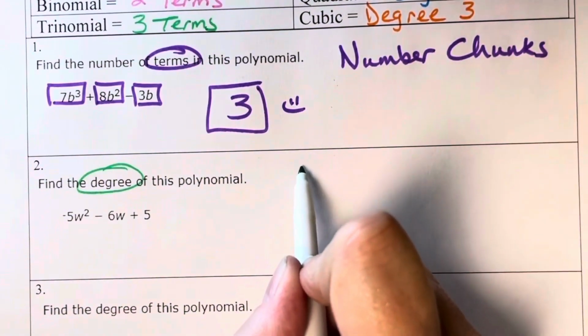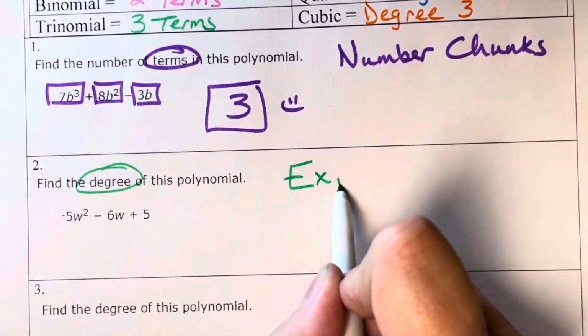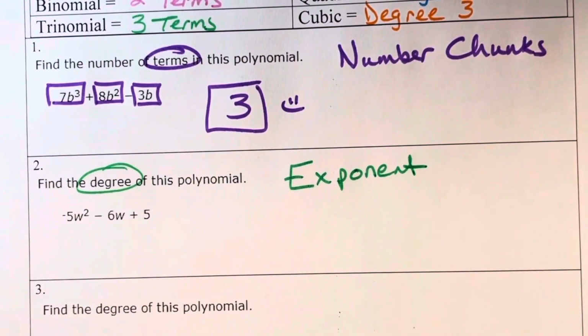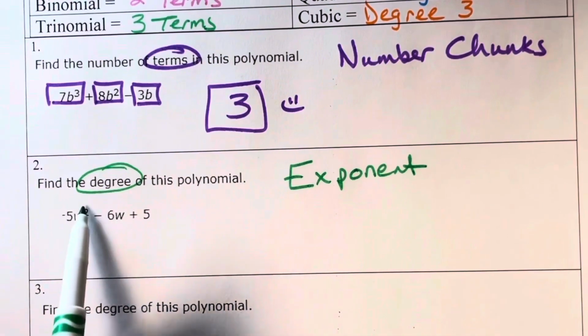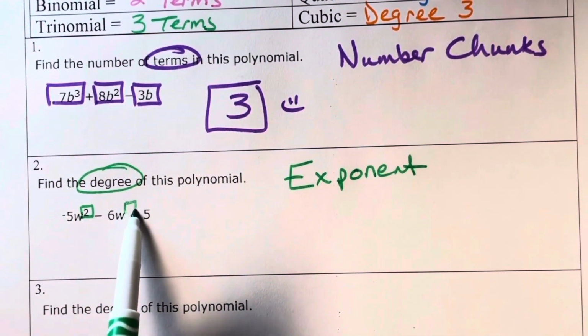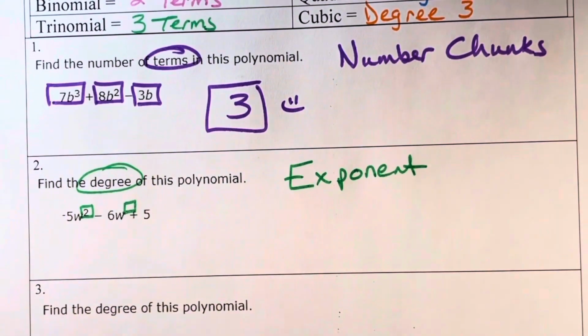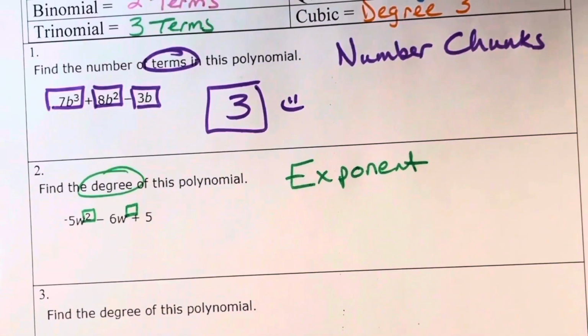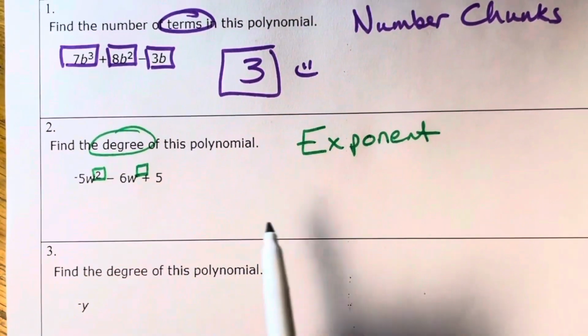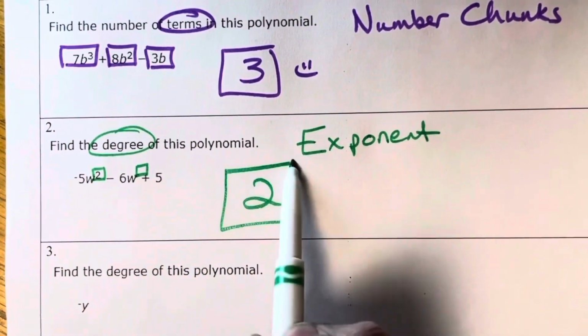In our second example, we're looking for the degree. And we know that the degree comes from looking at the exponent. So in this particular example, we see we've got an exponent of a 2 right there, and then this w doesn't have an exponent at all. So that tells us that our highest, largest exponent of this particular polynomial is a 2.